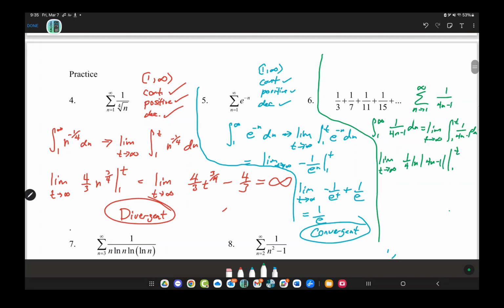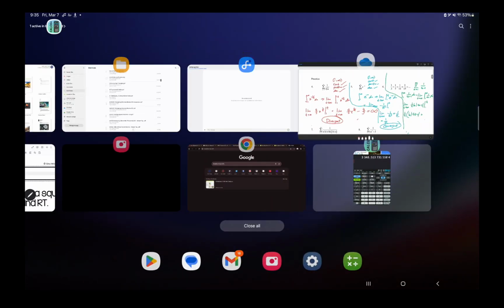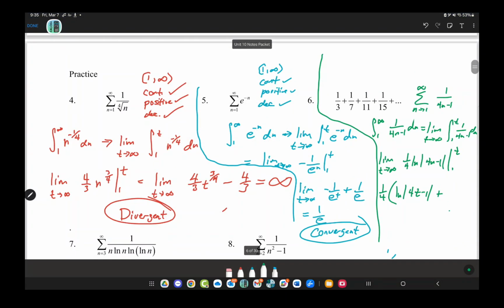We plug in the values. We have 1/4 of natural log of 4t minus 1, plus what? Or minus what? Log 0. Right. If you plug in 1, you get 3. Natural log. Yeah. Minus natural log, 1/4. Yeah, I just put 1/4.